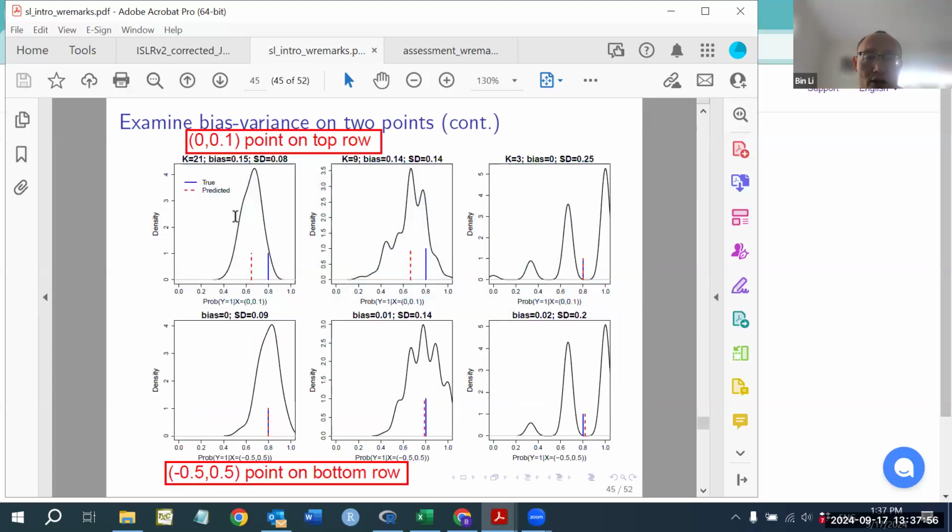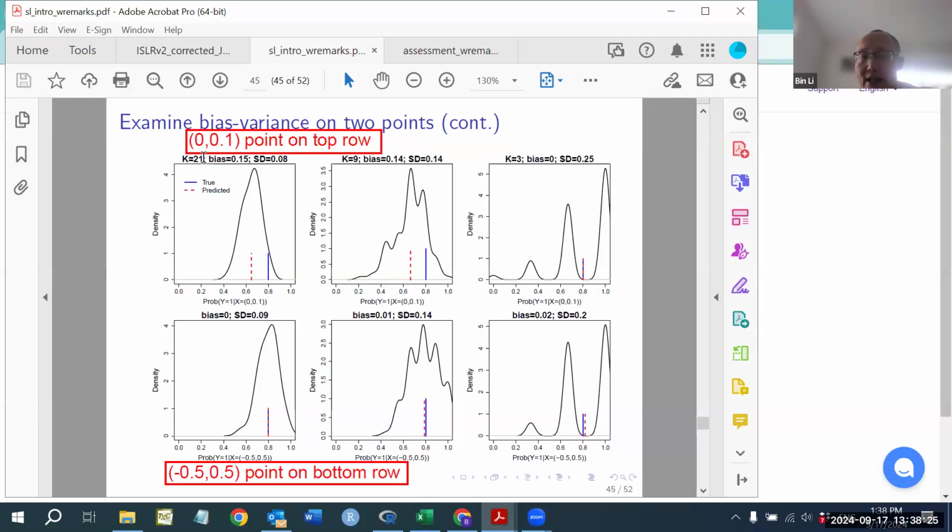So you can see for the top one, the true probability should be 0.8, right? You can see at the bottom, the tick mark at 0.8, that's the true probability. But the estimated probability is around 0.6. So what is the bias? Bias is about 0.15, okay? And the standard error is 0.08.